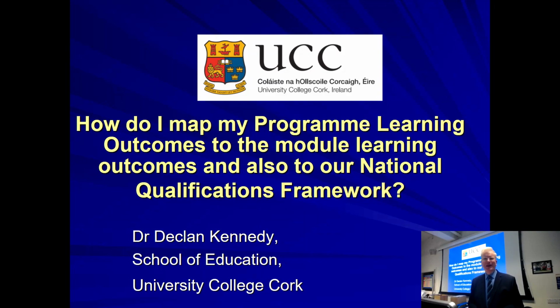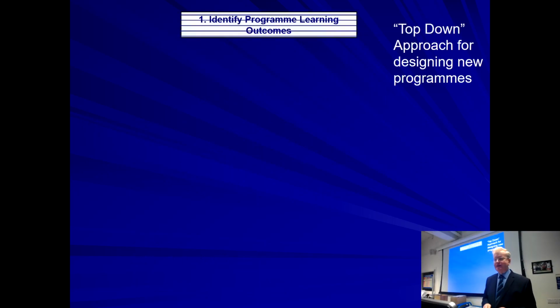Hello everybody and welcome back, and as you can see from the title, we're going to look at how to take these program learning outcomes that we wrote in our last session and how do we make sure that the program learning outcomes map onto the module learning outcomes, and also that if we've written program learning outcomes for a level 8 degree, then it is level 8, it is an honours degree, it's not a pass degree or a diploma level. So let's get started.